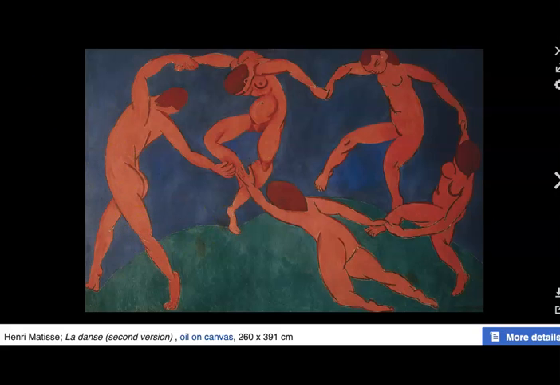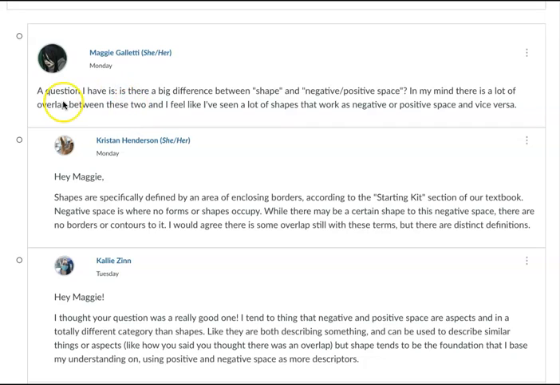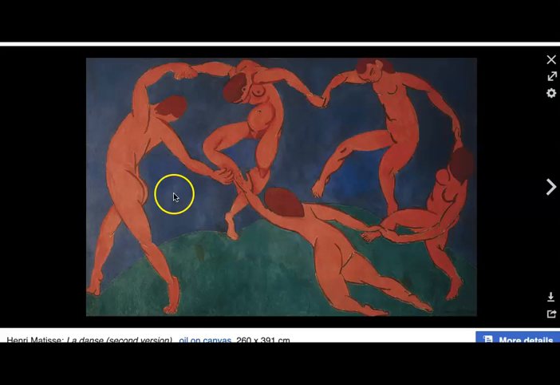And so going back to Maggie, her question was also about the relationship between the concept of shape with the concept of space being negative space or positive space. So let's go back to Matisse. Notice that both the positive space, that is the objects, which are red, they are all shapes, the shapes of the buttocks, the shapes of the legs, the shapes of the arms and the heads.